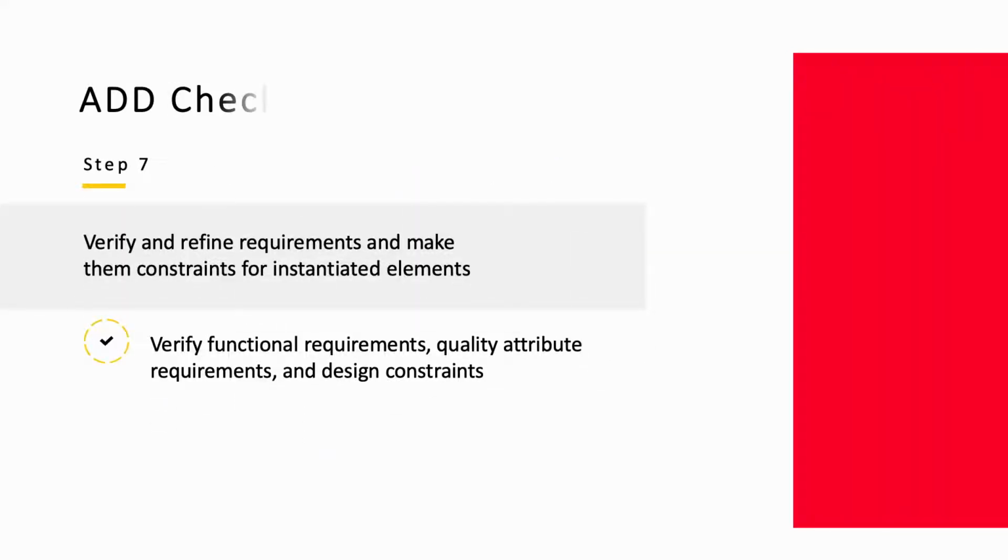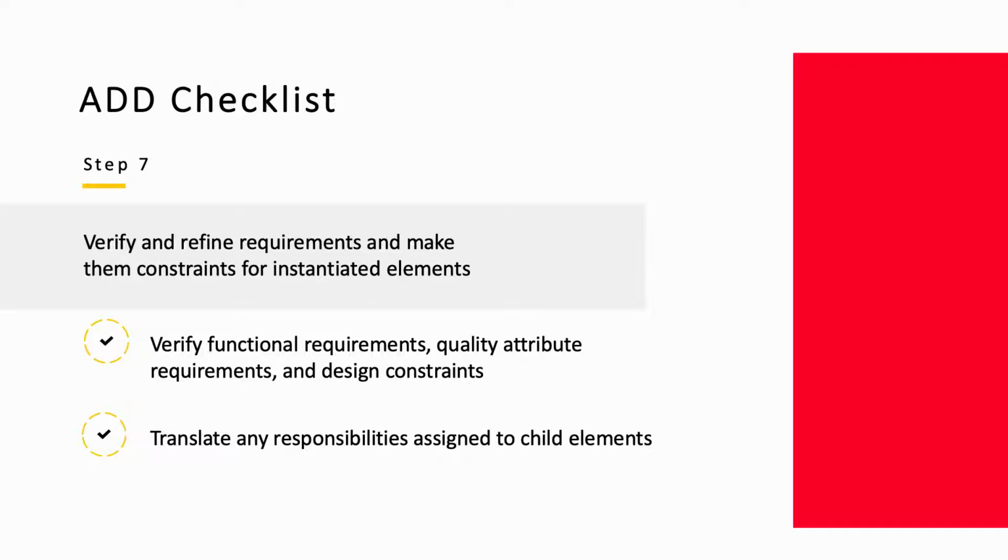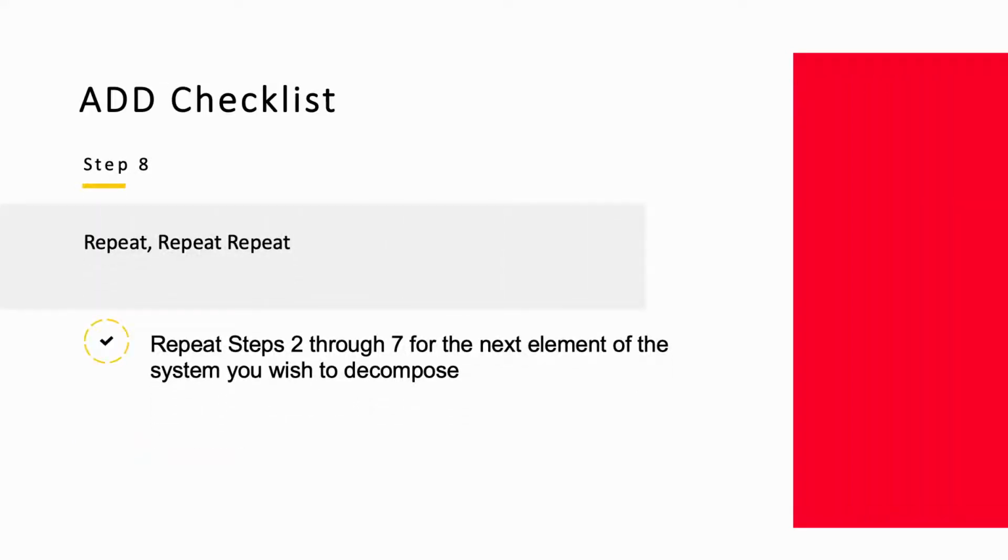So step 7 and 8, you just verify the functional requirements. It's just a verification process, and then after that, step 8, obviously you just repeat. So after you verify, you get to the point where you're starting to see how everything looks. Then you go back and you decompose the next element or the next set of elements.